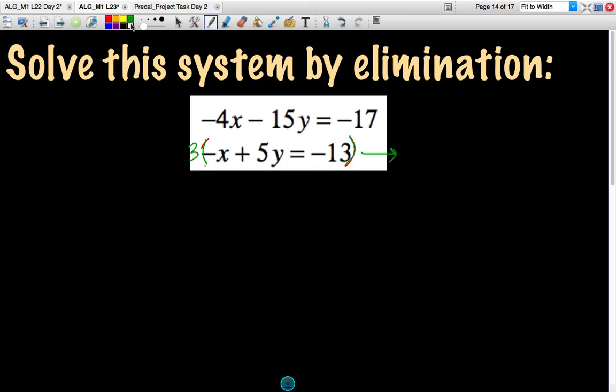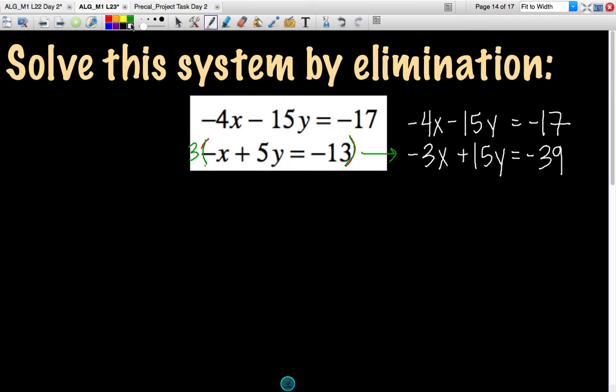So if we multiply the whole bottom by 3, that would give us negative 3x plus 15y equals negative 39. Bring over the top, negative 4x minus 15y equals negative 17. Now your y's cancel. Negative 15 plus 15 is gone. Negative 4 minus 3 is negative 7x. Negative 17 minus 39 is negative 56. Divide by negative 7 on both sides. Negative 56 divided by negative 7 is 8.